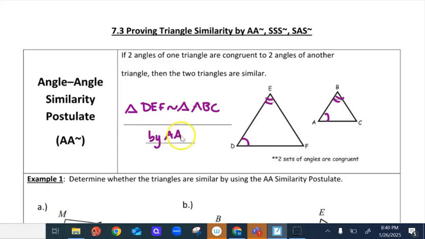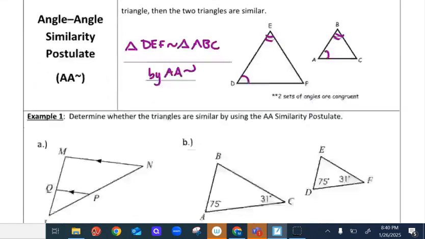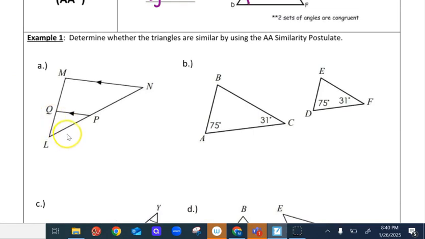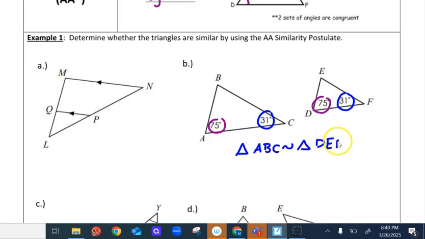Let's try these out. These are asking us to determine if the triangles are similar, so we just need to find two angles that are the same. In this one, it's super easy. They're giving us two that are the same. So yes, these two are similar. Triangle ABC is similar to triangle DEF by the angle similarity postulate.